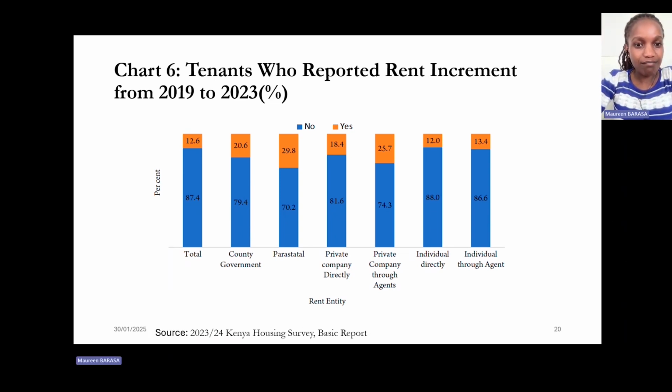the parastatals are the ones who reported, people living in houses owned by parastatals are the ones who reported to have their rents increased highly, and also private company through agents, and also, yes, county governments. Those are like the top three. Despite inflation in housing, we can only see that 12.6% tenants of the total tenant population are the ones that reported to have their rent increased in the 5 years.